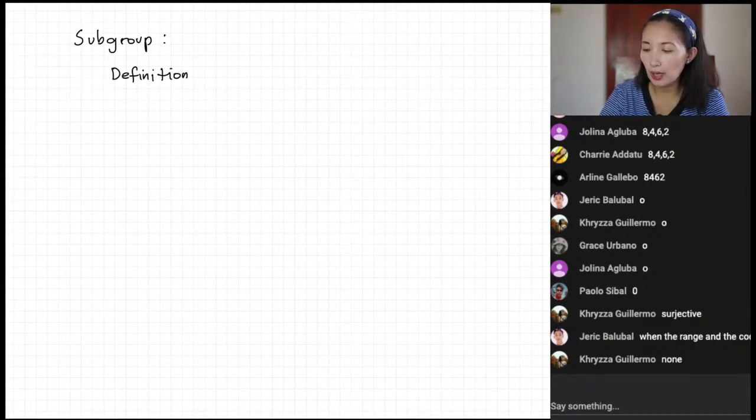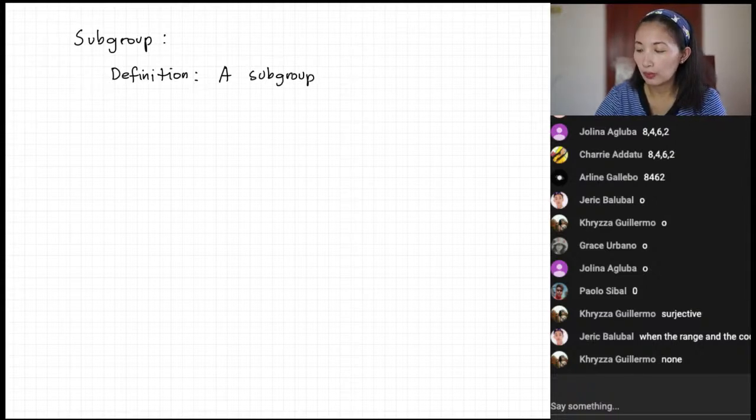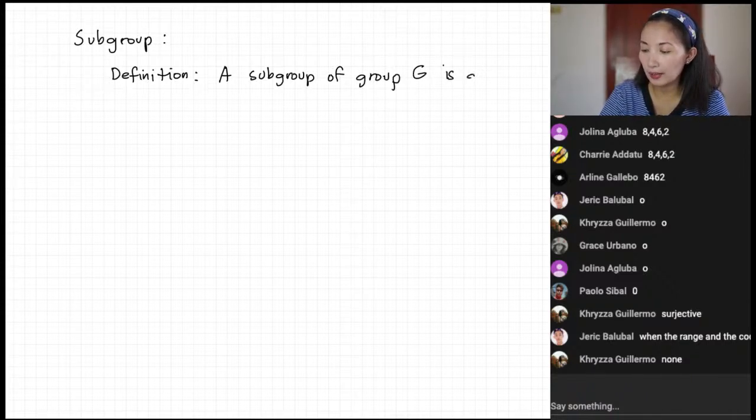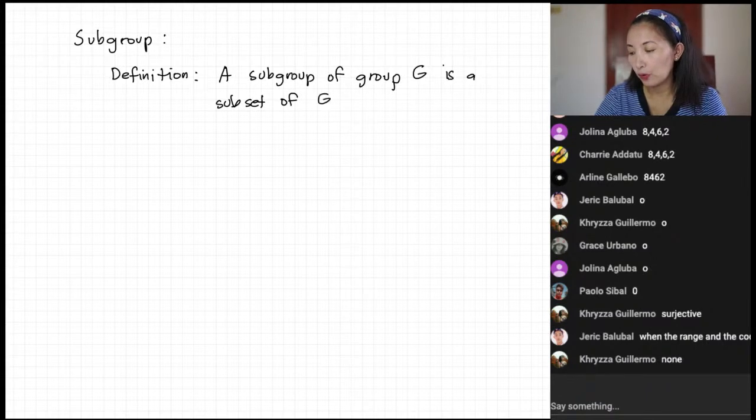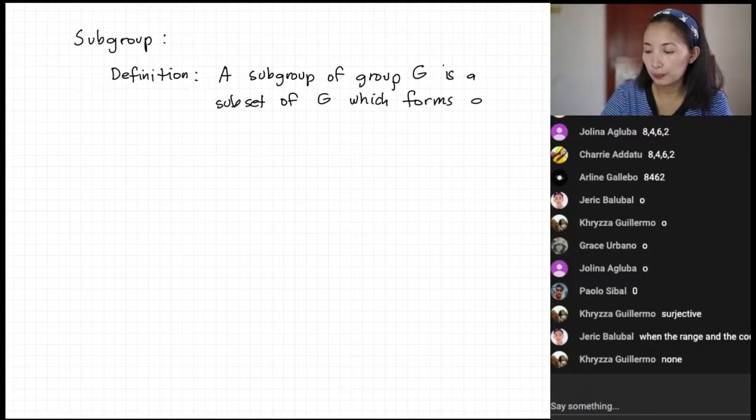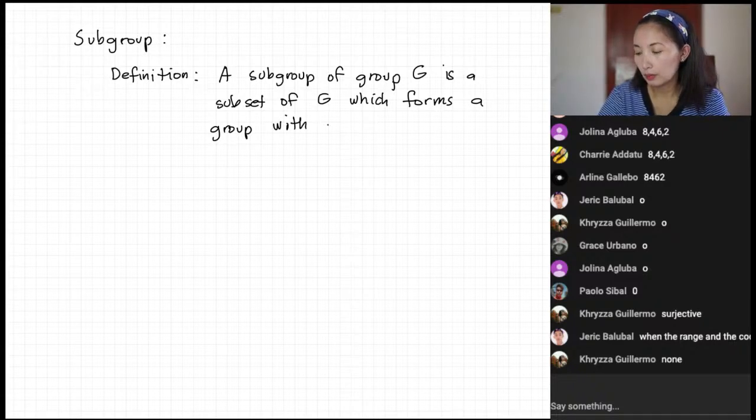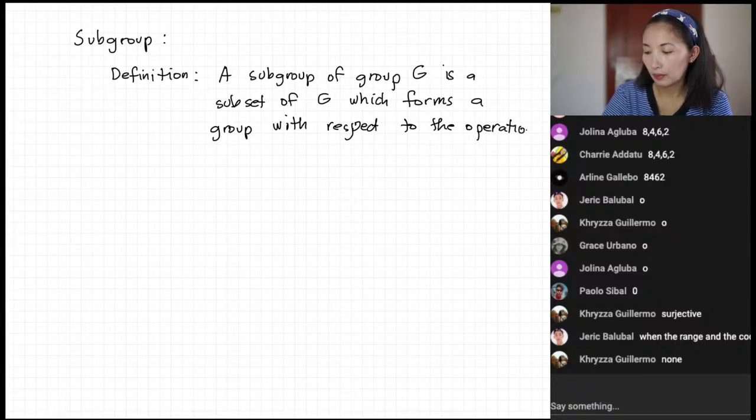So, by definition, a subgroup of group G is a subset of G which forms a group with respect to the operation in G. Okay, examples.